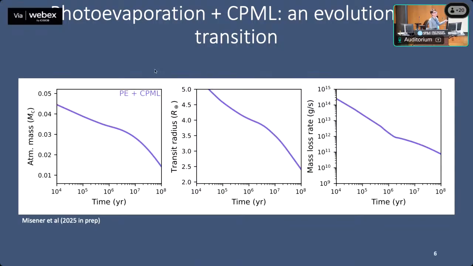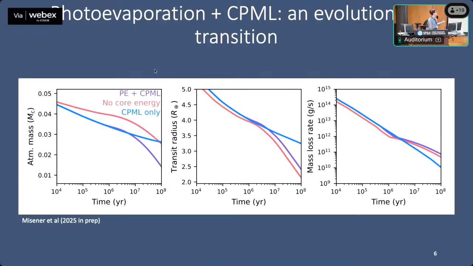But what I want to draw your attention to is how it compares to two other approximations. In blue is a core-powered mass loss only profile. And you can see that they track each other in this early phase of evolution, where the XUV isn't able to penetrate the sonic radius. And then they diverge, right? The UV can drive much more loss over the next 100 million years than the core-powered only case does, which flattens out. It stops losing atmospheric mass.